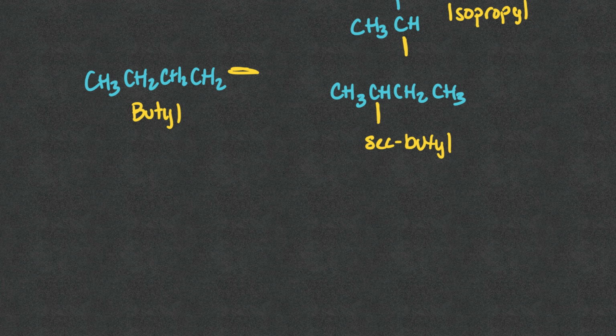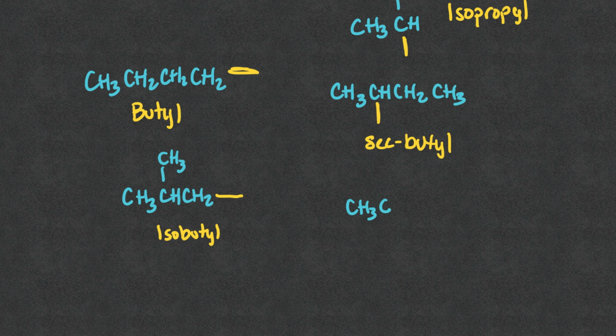Here's another one. So we have CH3CH, CH2, CH3. It's bonded to this particular carbon here. We have what we call isobutyl, okay? And we have CH3CCH3. And if this carbon is attached to the main body, we have what we call tert-butyl, okay?